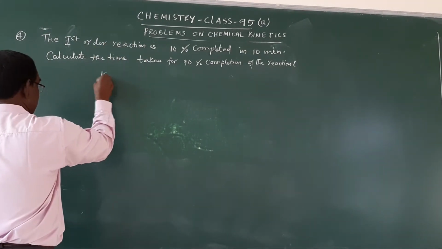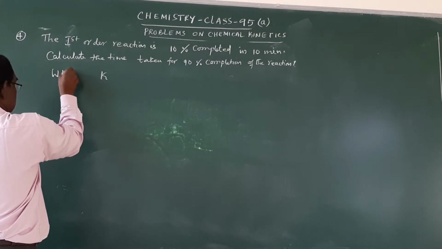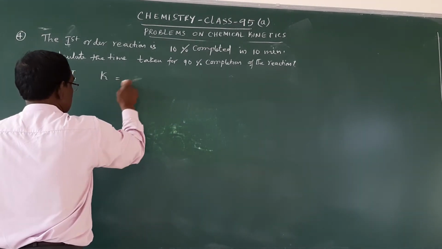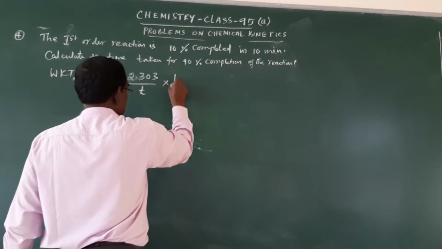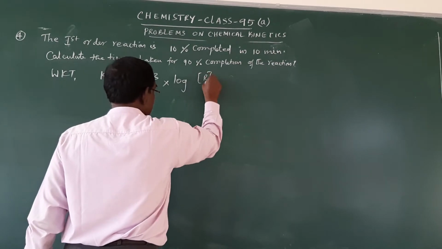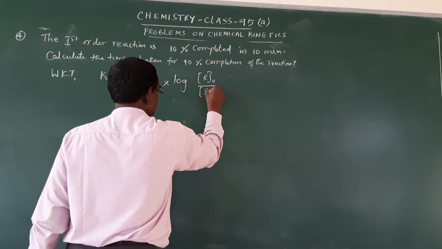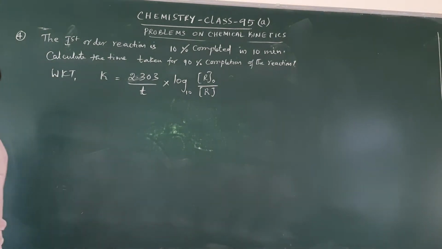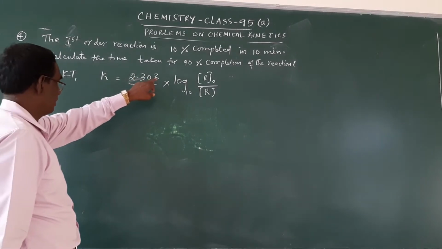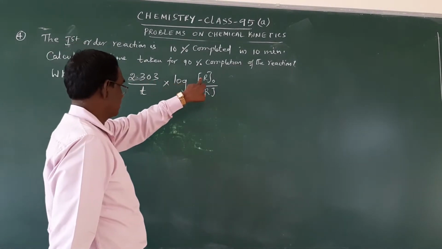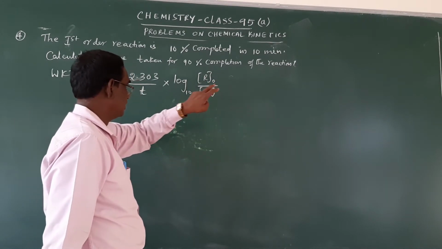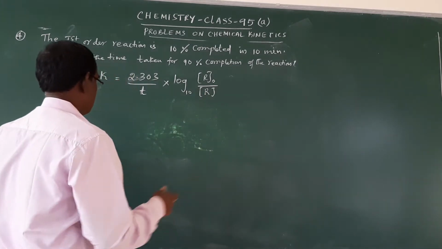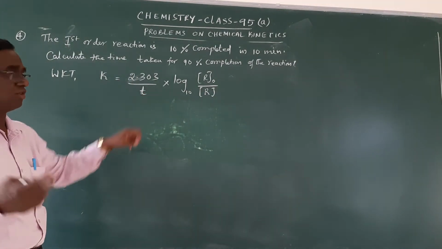We know that k is equal to 2.303 divided by t into log of concentration of R naught divided by concentration of R. So this is the first order rate constant equation. We have already derived this rate constant for first order reaction. Here R naught is the initial concentration, R is the concentration after time t, and t is the time taken, of course 10 minutes.